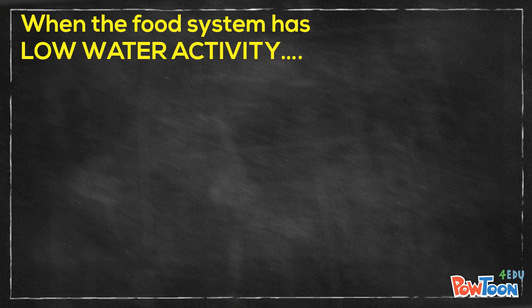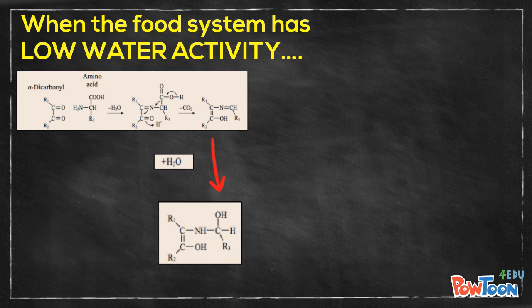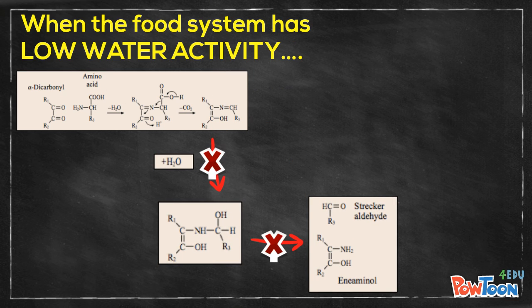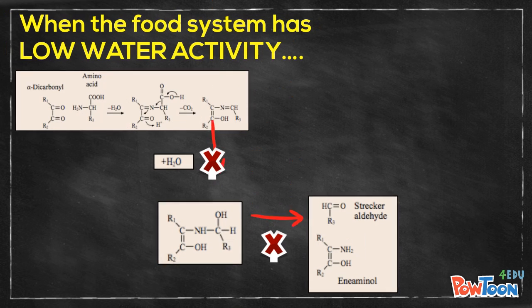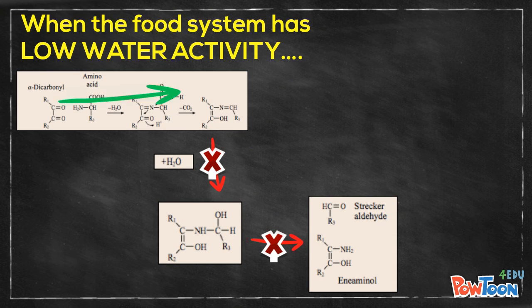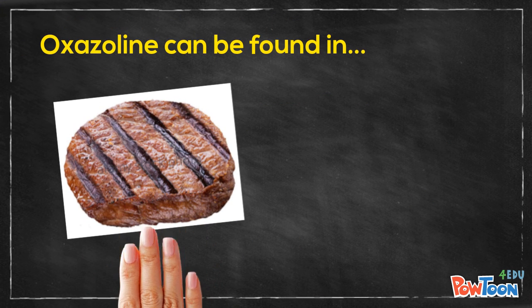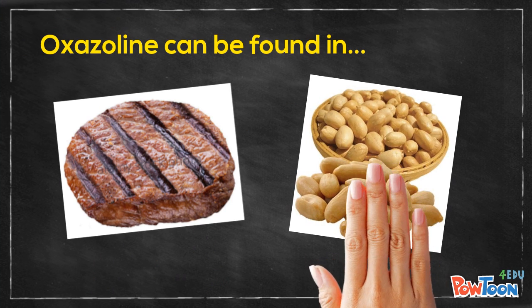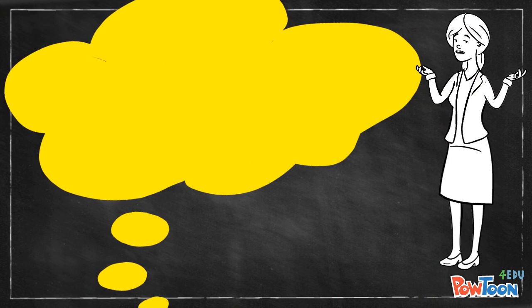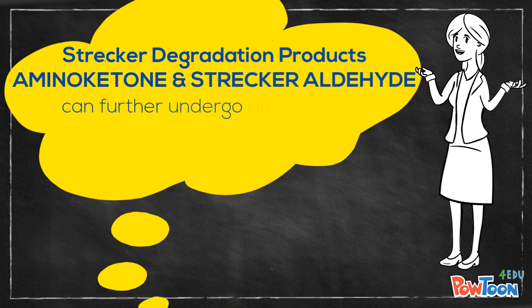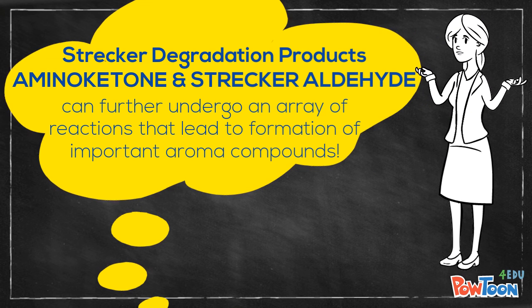Another condition would be when the food system has low water activity, the intermediate product prior to the release of Strecker aldehyde and aminoketone cannot be produced. The process eventually forms 4-oxazoline, which is also in equilibrium with 3-oxazoline. However, Strecker aldehyde can be released from oxazoline upon addition of water. The formation of oxazolines via Strecker degradation can be found in cooked meat and roasted peanut. Both Strecker degradation products, aminoketone and Strecker aldehyde, can further undergo an array of reactions that lead to formation of important aroma compounds.